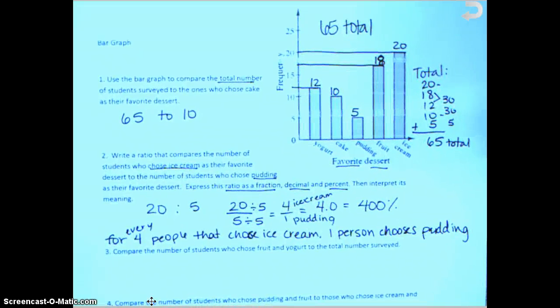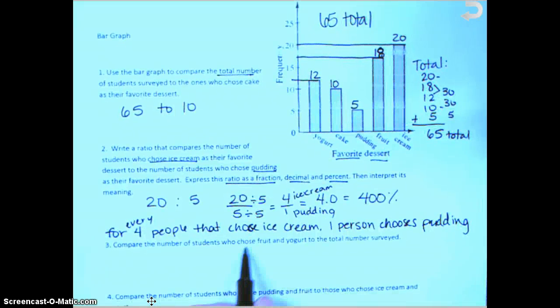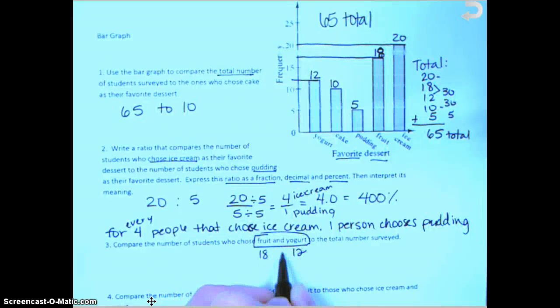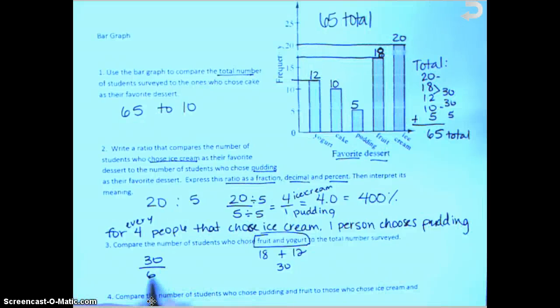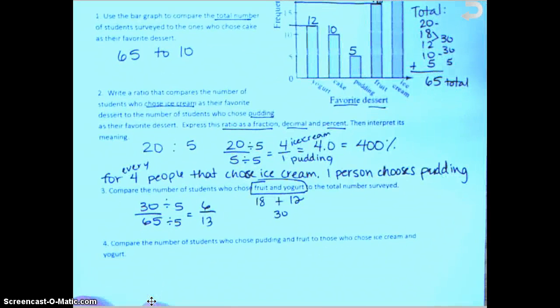Compare the number of students who chose fruit and yogurt to the total number surveyed. Fruit and yogurt. So fruit was 18, yogurt was 12. That would be 30 to the total number surveyed. That'd be 65. And then we could divide by 5, 6 to 13. So about half the people, a little bit less than half the people chose fruit and yogurt compared to the other ones.